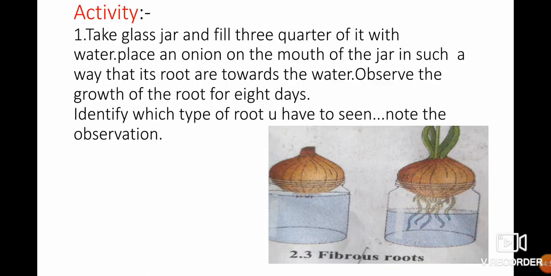Next we will see the activity. In the textbook they have given you the same activity. Take a glass jar and fill 3/4 of it with water. Place an onion on the mouth of the jar in such a way that its root is towards the water. Observe the growth of root for 8 days. Identify which type of root you have seen and note the observation. Okay, this type of activity you have to do at home and send me pictures on our group.